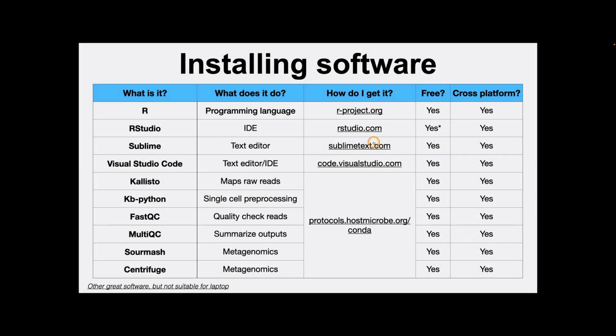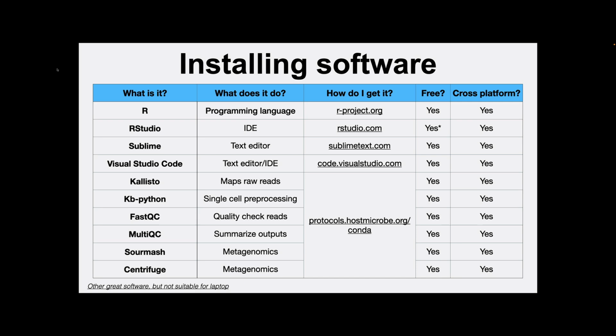Now, as that's installing or downloading, I'll remind you that you can go ahead and install Sublime and Visual Studio Code. I won't demonstrate those for you, but they're going to work very similar to R and RStudio. Go to the website, download, and it'll have an installer for you.